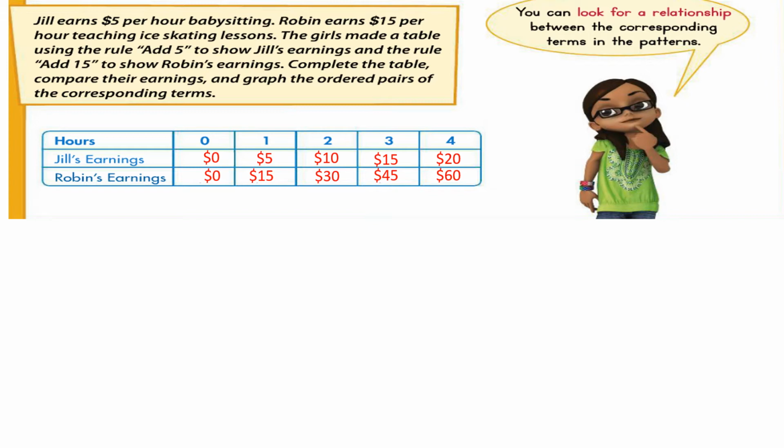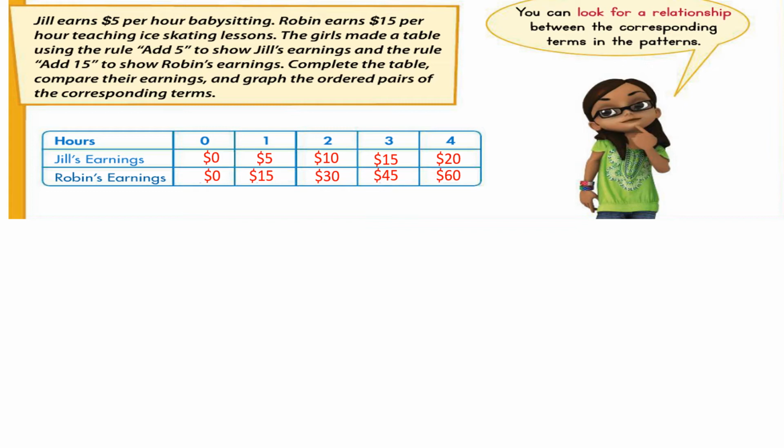After that, guys, I want to get the relationship. As I said before, if I want to get the relationship easily, just subtract both amounts of money for the same hour. For example, for the first hour, if we subtract 15 and 5, what will we get? We'll get 10. For the second hour, or after 2 hours, if we subtract 30 and 10, we'll get 20. With subtracting, guys, I didn't get the same answer.